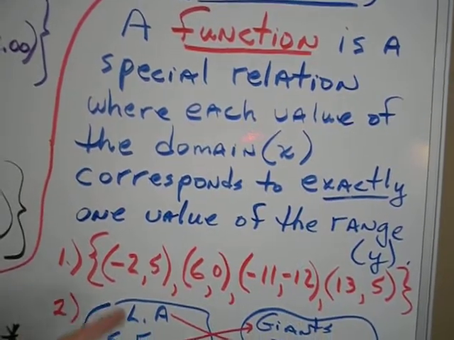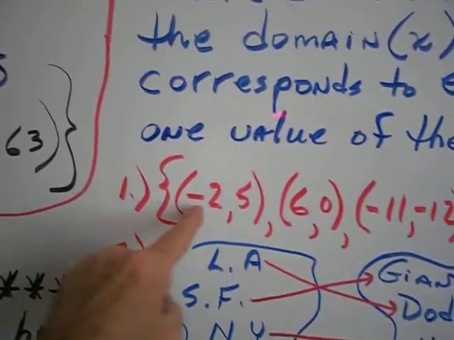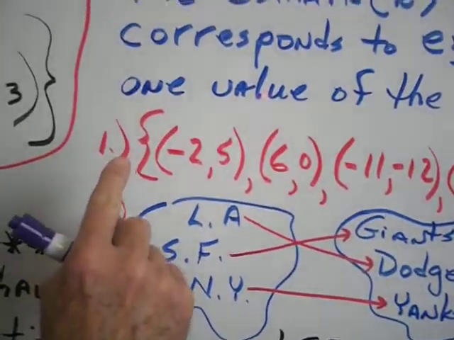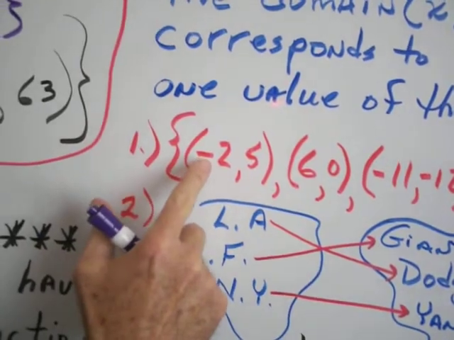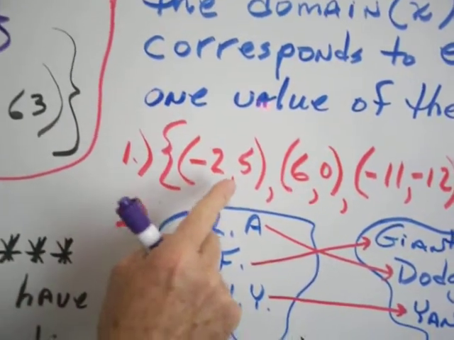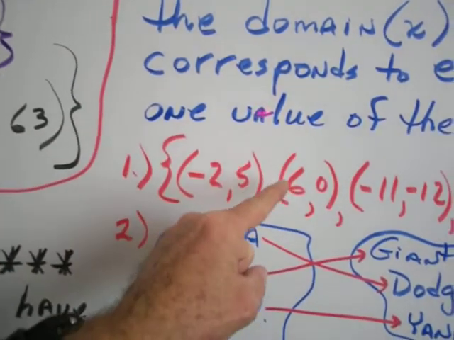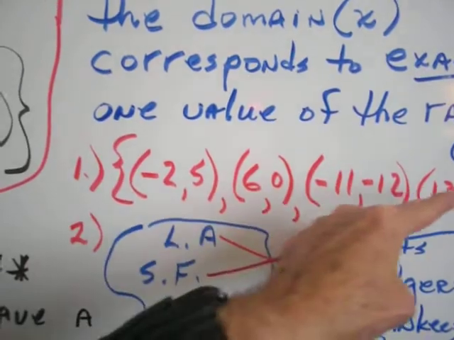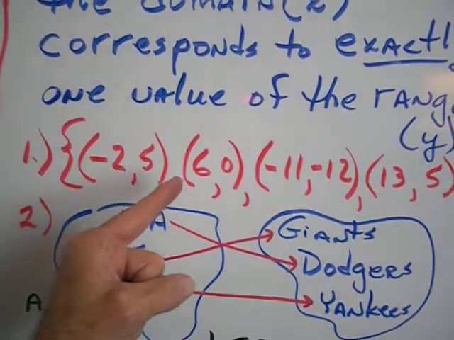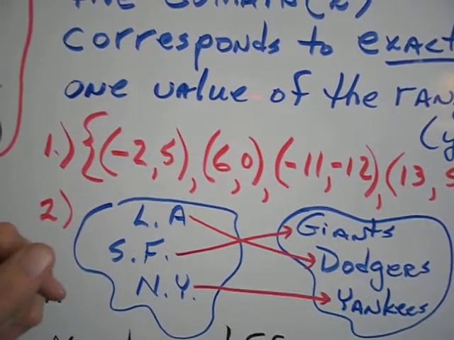Let's look at two different examples here of a function. Here is a collection of ordered pairs. Notice the domain value of -2 corresponds to exactly one y value called 5. Look down your list of ordered pairs. Nowhere else do you see the domain value of -2 appearing. It's only appearing once.